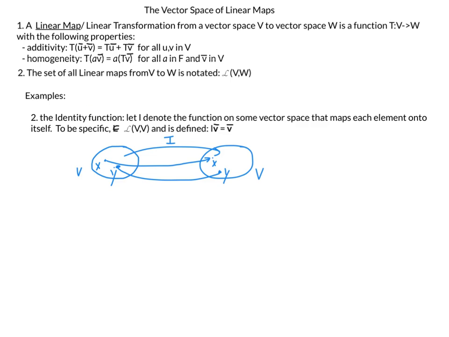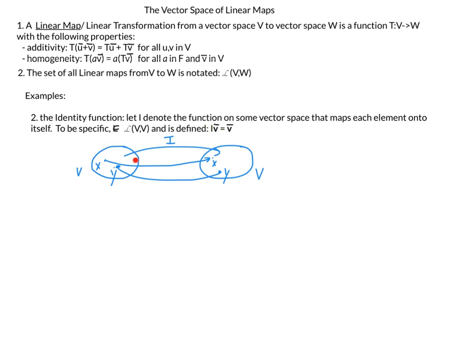The next example is the identity function. Let the identity function, which we'll denote with a capital I, denote the function on some vector space that maps each element onto itself. To be specific, I is part of the linear maps from the vector space V to V. So it's the same vector space. It's not V to W or V to U. It's V to itself. And it's defined as I of v is equal to v.